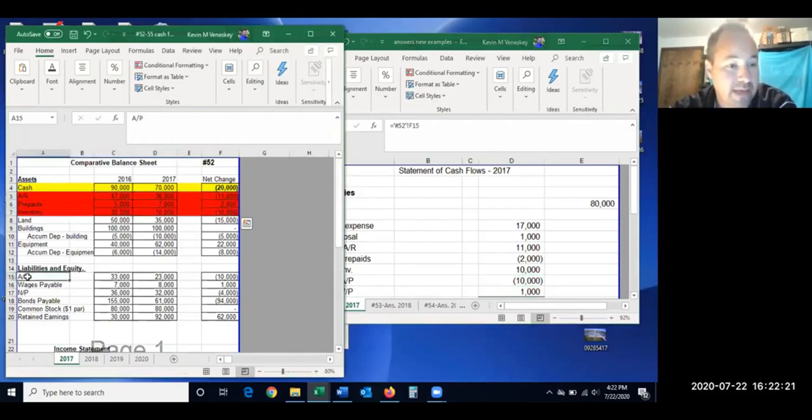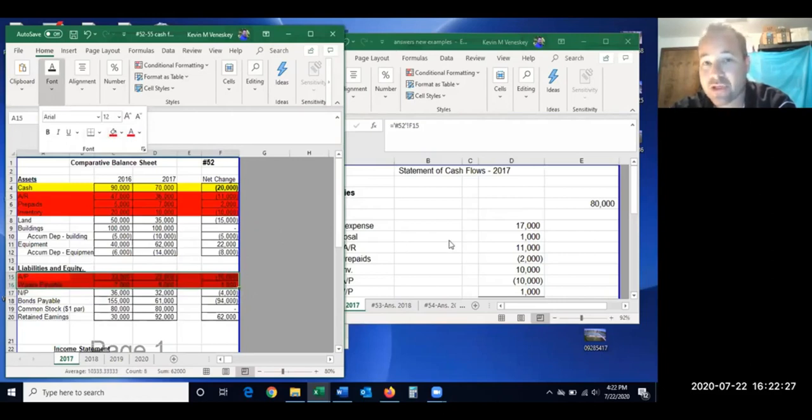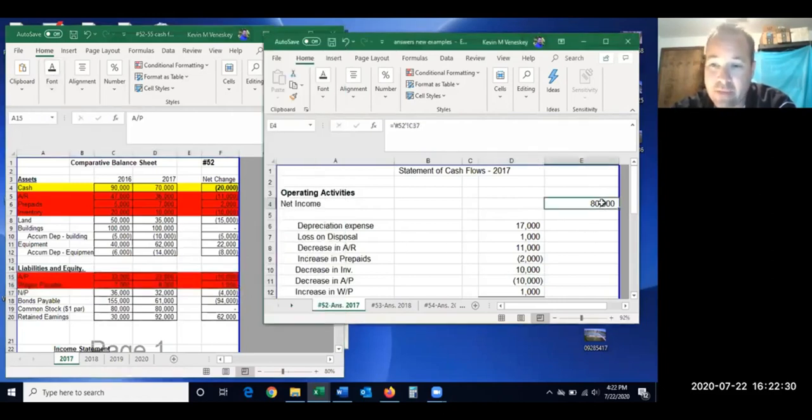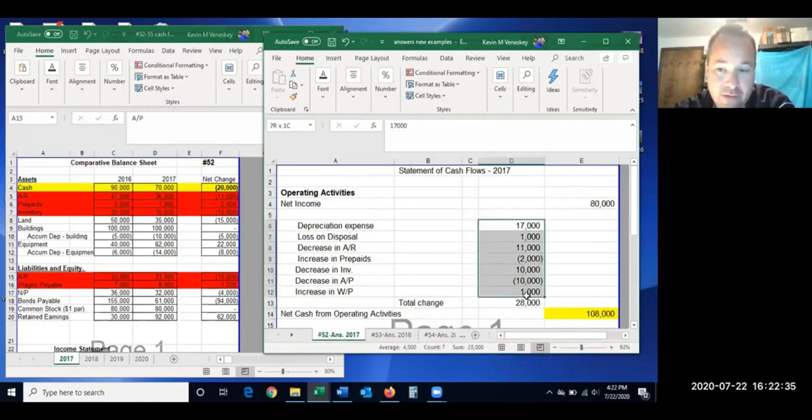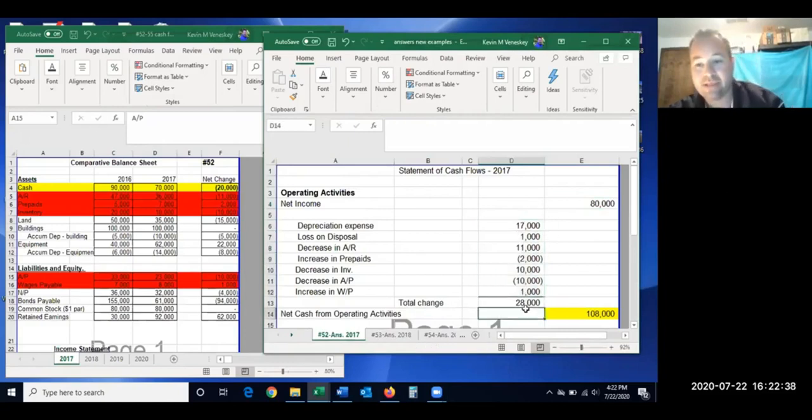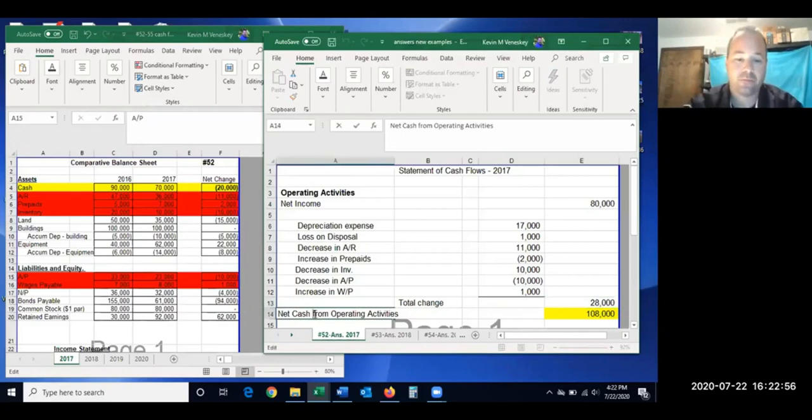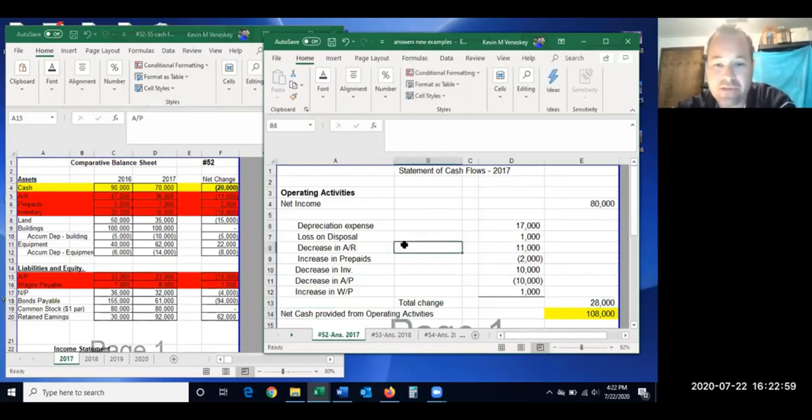Now, as that is all that we had for current liabilities, I am now done with the operating section. So over here, I want to take my 80,000 and combine it with everything that I have here. What I went ahead and did is add all of this up, and it comes out to be 28,000. So 80 plus the 28 here, I had net cash provided from operating activities, 108,000.